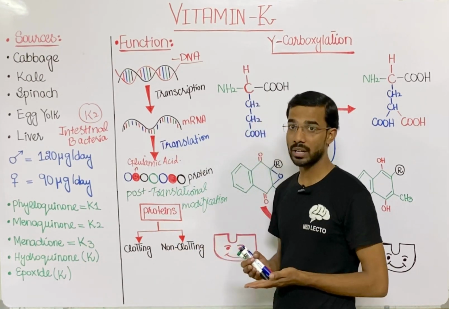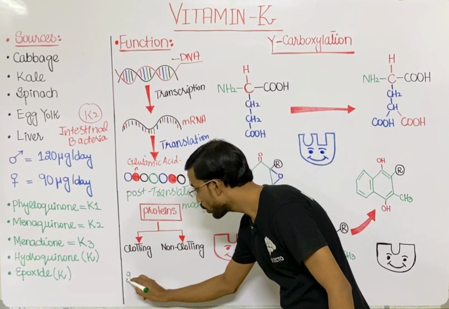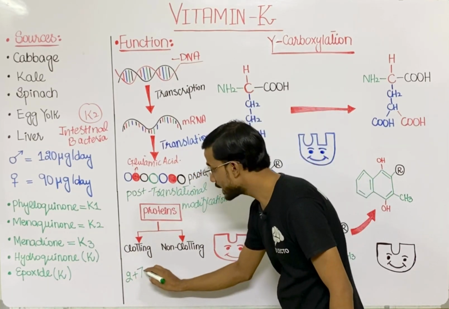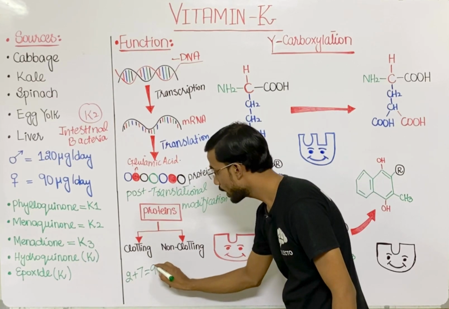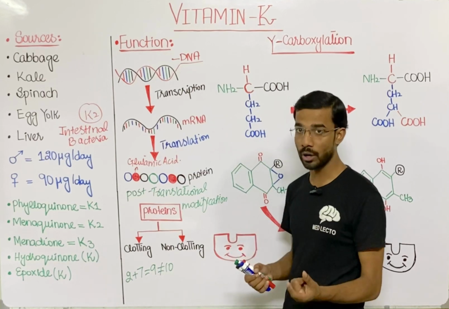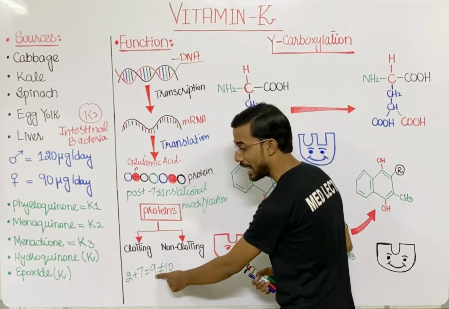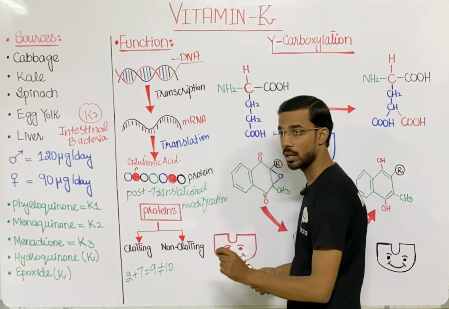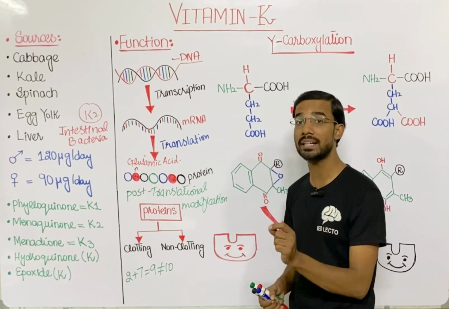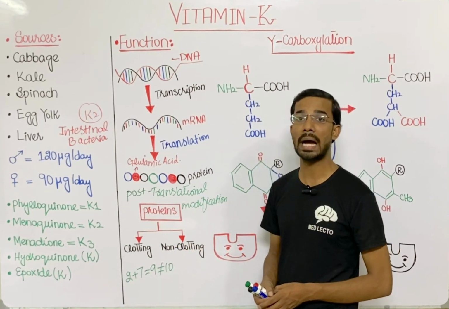Which clotting factors are actually present? You will see clotting factor 2, clotting factor 7, and 2 plus 7 is equal to 9, and 9 is not equal to 10. Here is the mnemonic to remember the vitamin K dependent clotting factors: clotting factors 2, 7, 9 and 10.